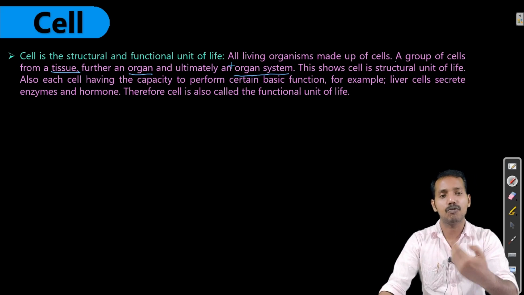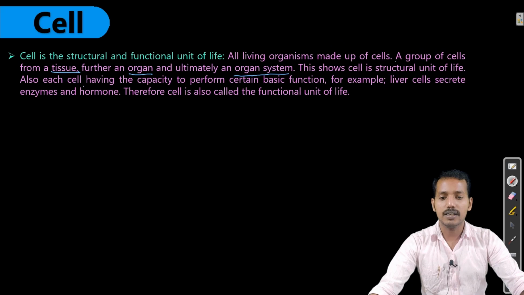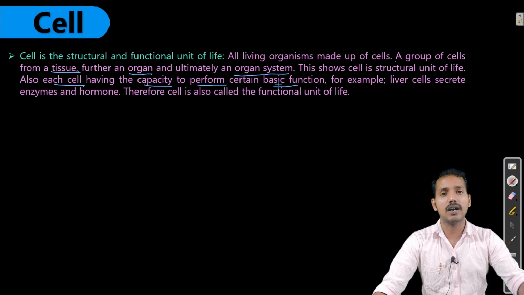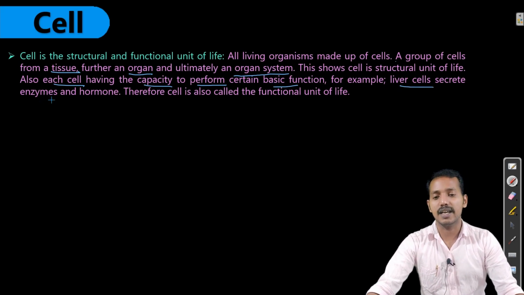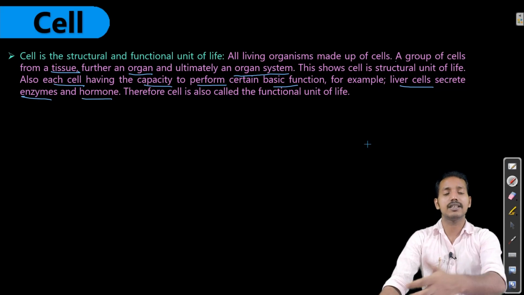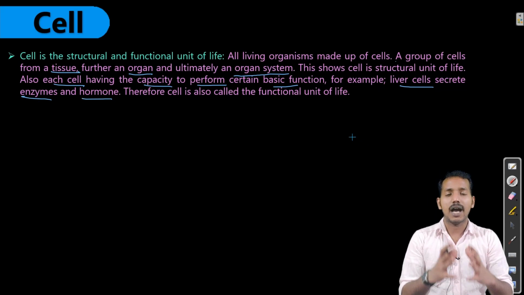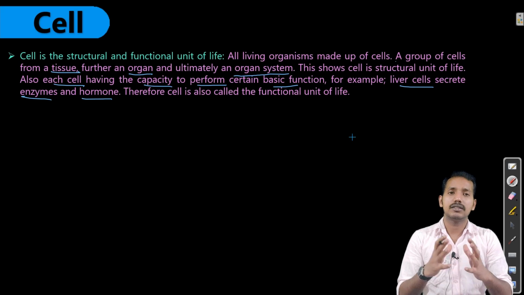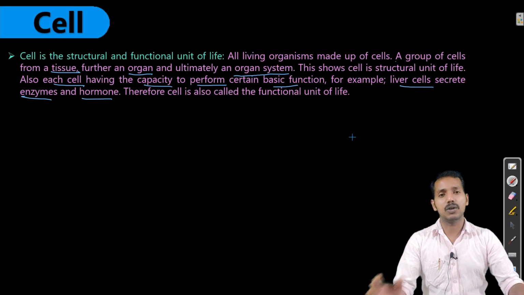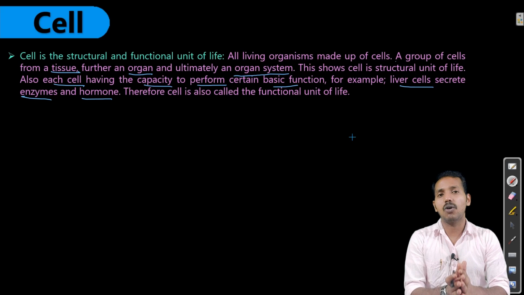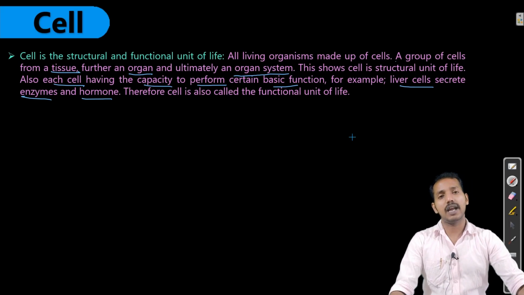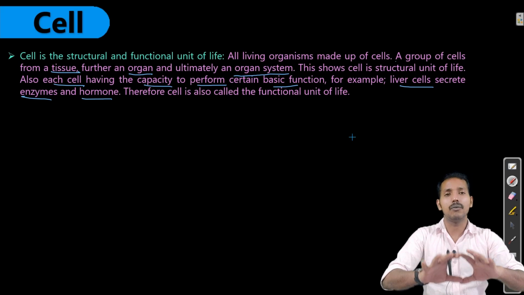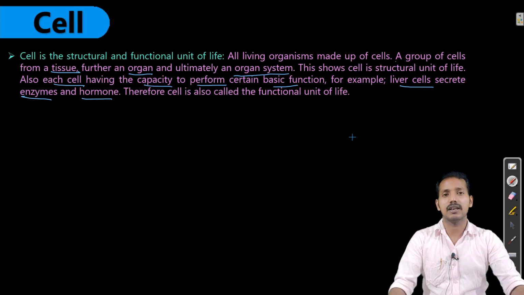Now how does it become a functional unit? Each cell has the capacity to perform certain basic functions. For example, living cells secrete enzymes and hormones which help in digestion. Each cell has the capability to perform its unique function. Because of that, cell is also called the functional unit of the organism or life. So this is what we can say about what is a cell.